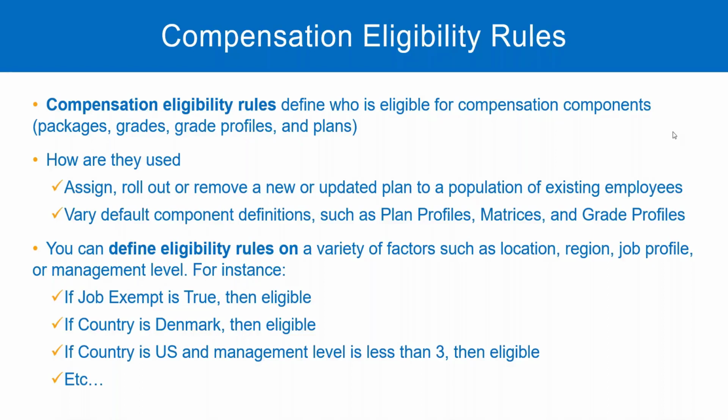Again, you can vary the default compensation component definitions such as the plan profiles, matrices and grade profiles. You can play around with who used to get something but now is not eligible. Now the eligibility criteria has changed, they will be eligible for something else. So basically, the eligibility rules will define which population of employees are eligible for a certain compensation component.